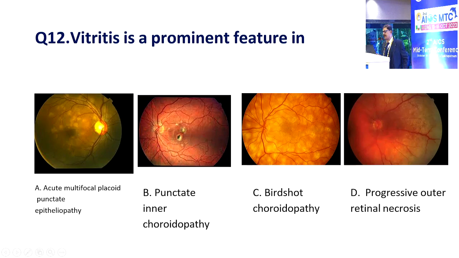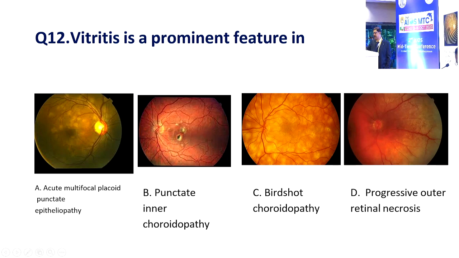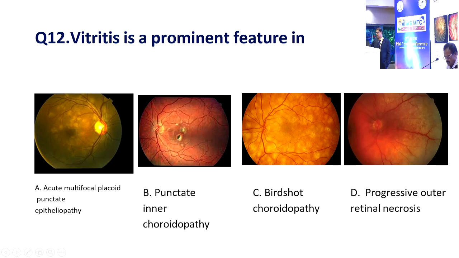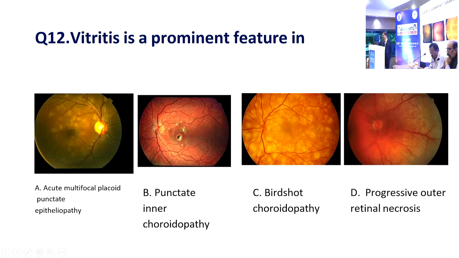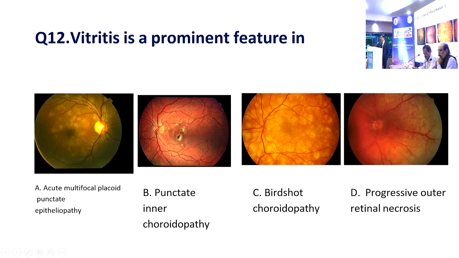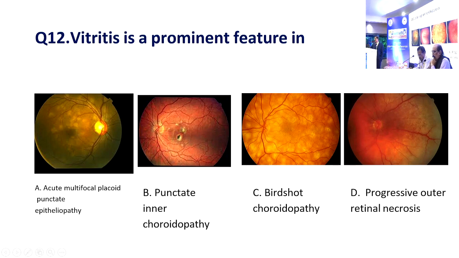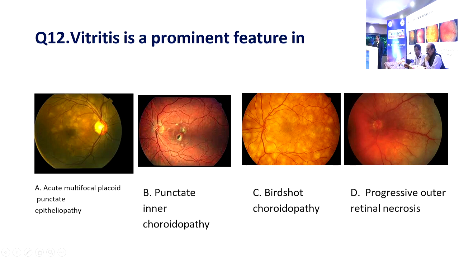Question number 12. Vitritis is a prominent feature in option A, acute multifocal placoid punctate epitheliopathy. Option B, punctate inner choroidopathy. Option C, birdshot chorioretinopathy. Option D, progressive outer retinal necrosis. Vitritis is a prominent feature in.